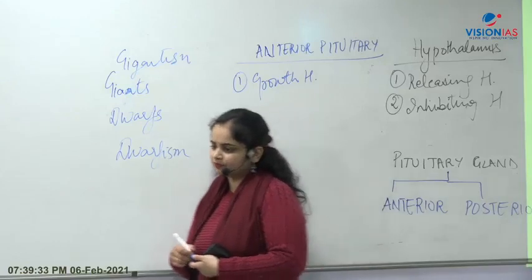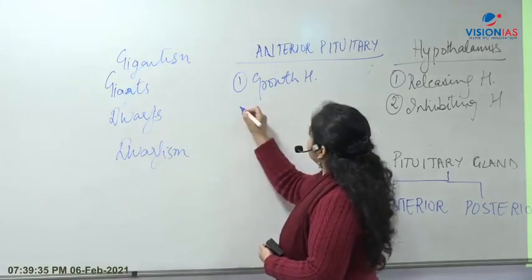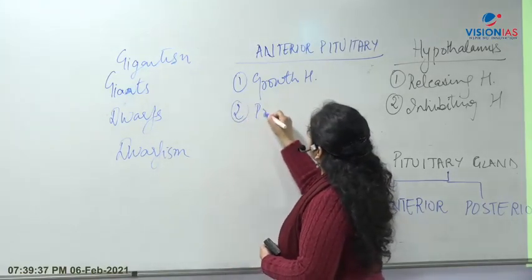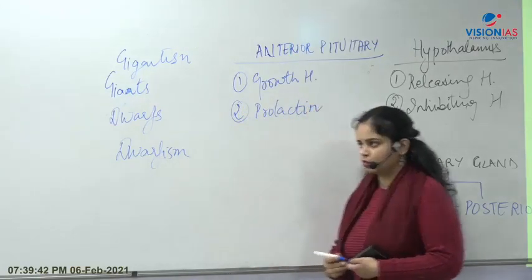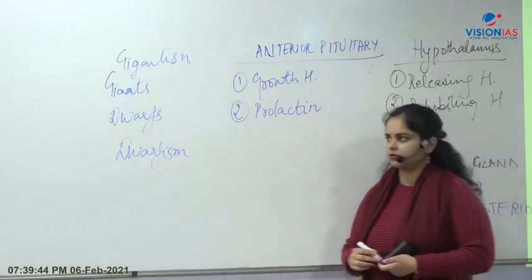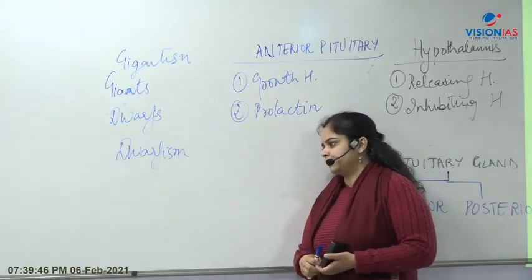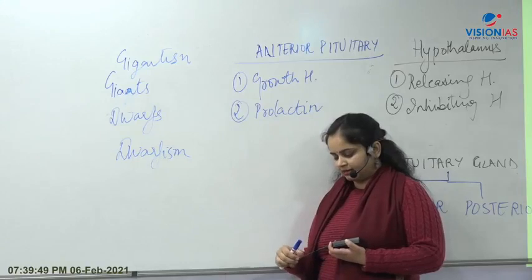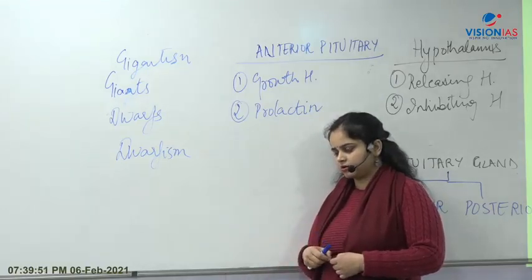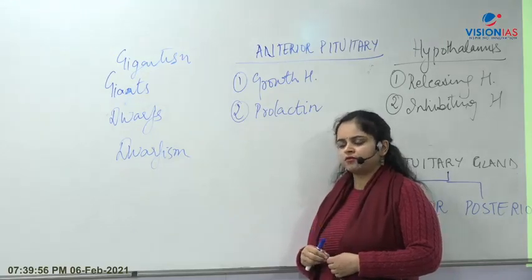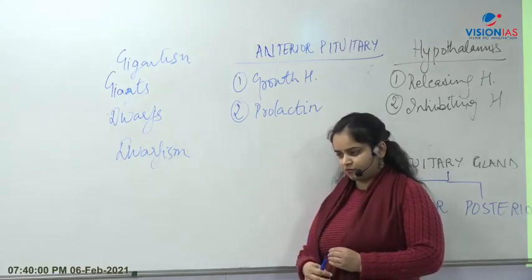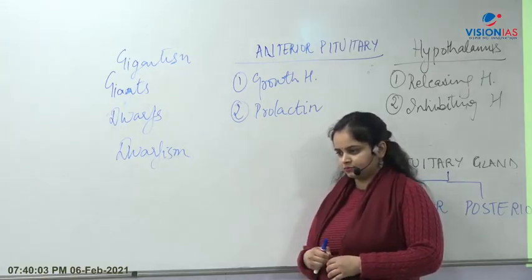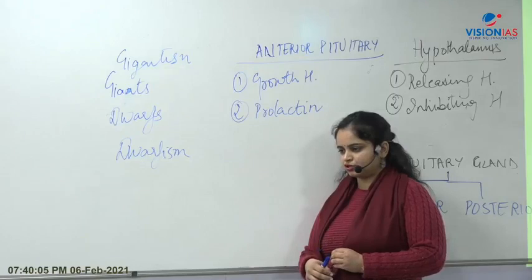Okay. Let's talk about the next hormone, prolactin. Please write down, prolactin is for production of milk or milk formation. Prolactin for formation of milk.